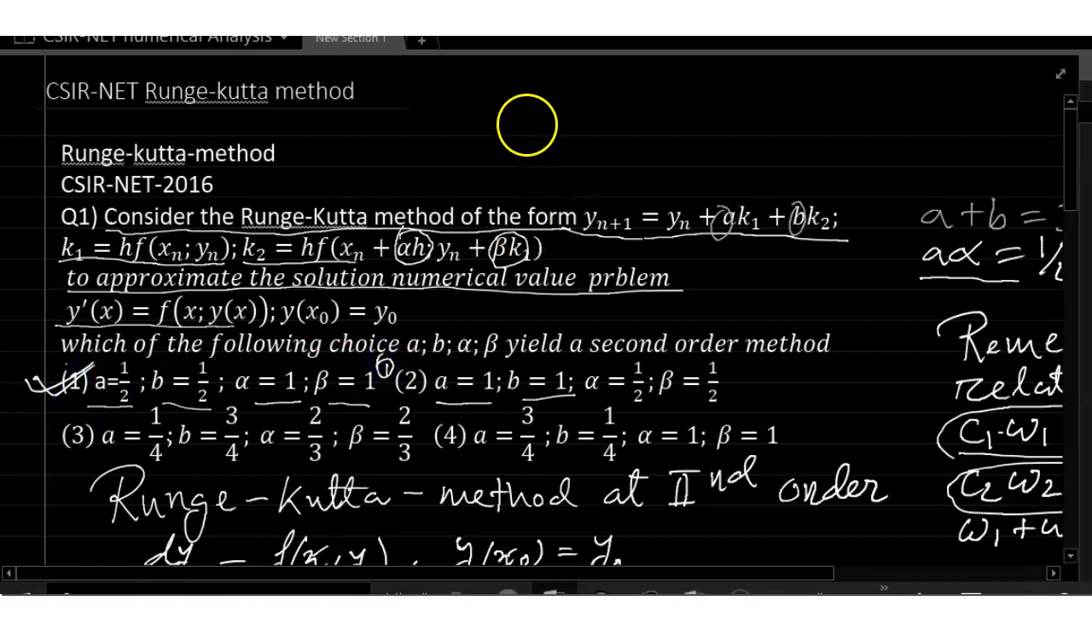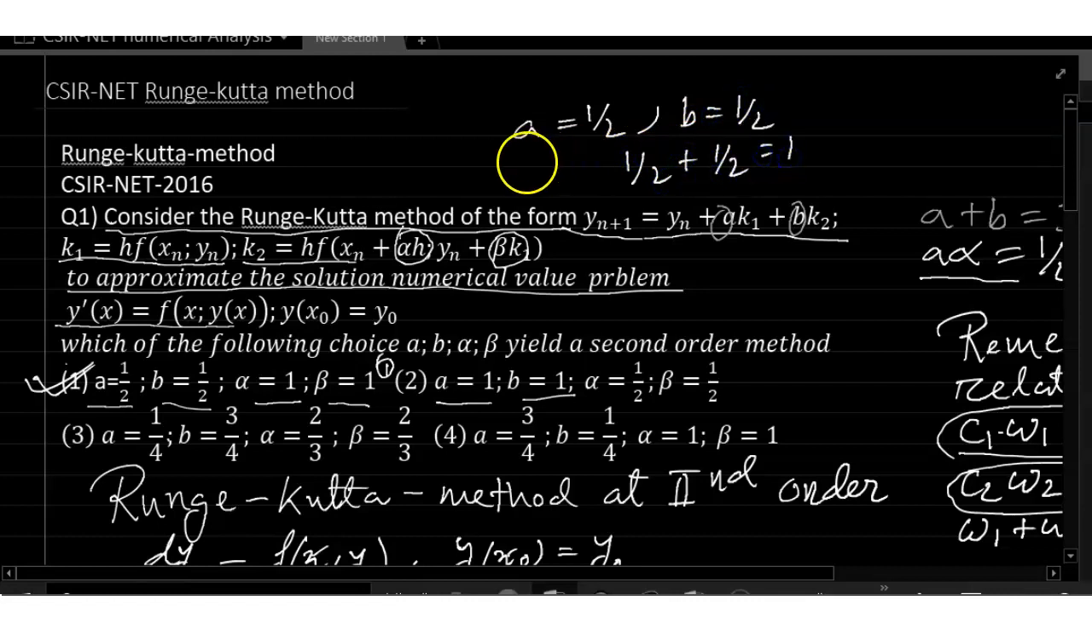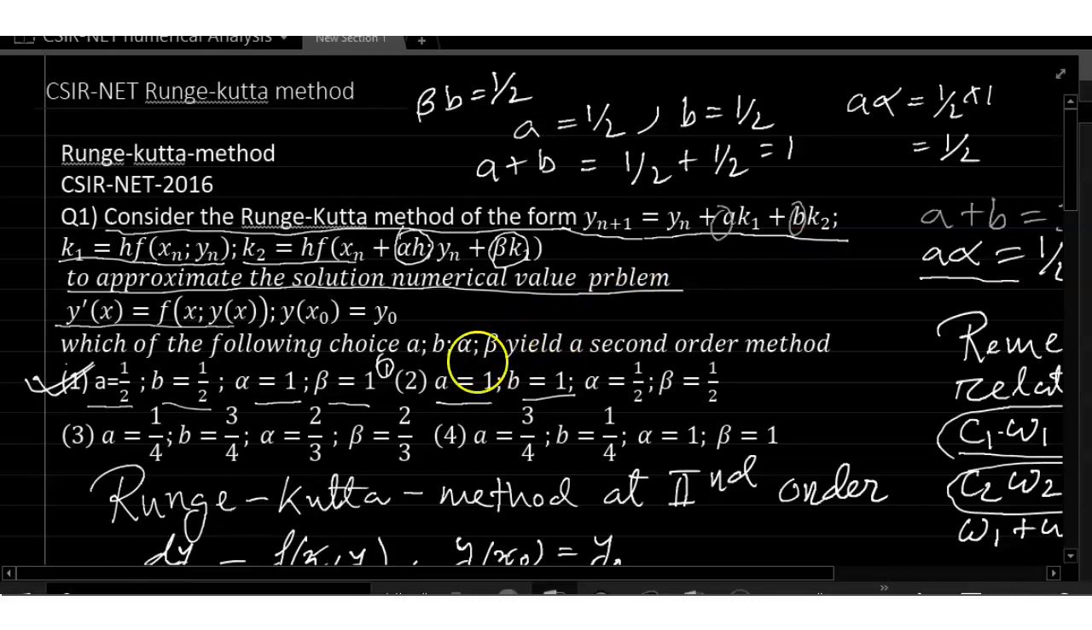How? Because in the first option, a equals half and b equals half, so half plus half equals 1. So I get a plus b equals 1. Also, a alpha equals half into 1, which equals half, and b beta equals half. So this answer is correct. The second answer is wrong because 1 plus 1 equals 2. This is not possible, so it is wrong.